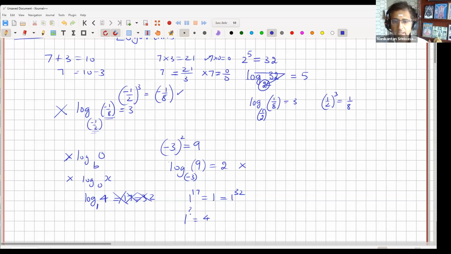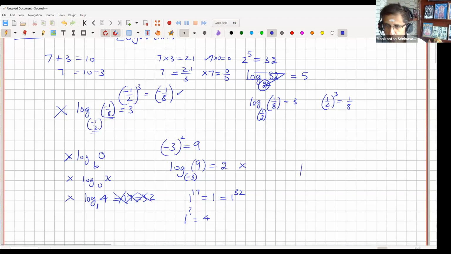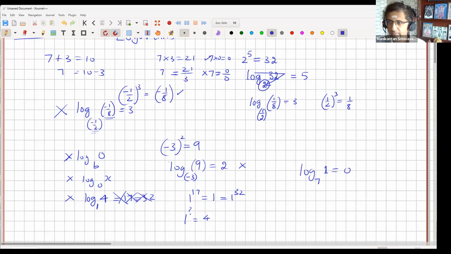Correct. So log 4 to the base 1 is not defined because it has 0 solutions. Log 1 to the base 1 is not defined because seemingly it has infinite solutions. However, what is allowed is log 1 to the base 7. That we know is 0, right? Because 7 power 0 is 1. So log 1 to any base is allowed.